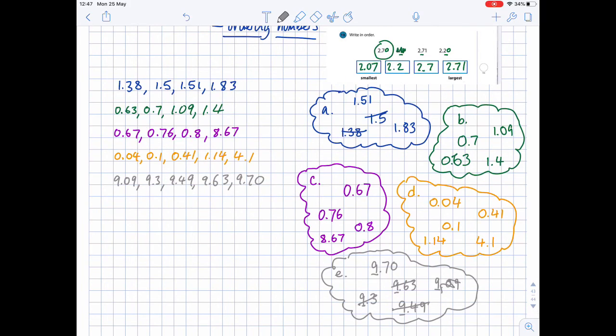Fingers crossed you got them all right. Like I said, when you're ordering numbers, sometimes it's easy to make a daft mistake. Hopefully I haven't made any, although I keep getting told off now and again that I am making mistakes. We all do it, don't we? But have a look at those.